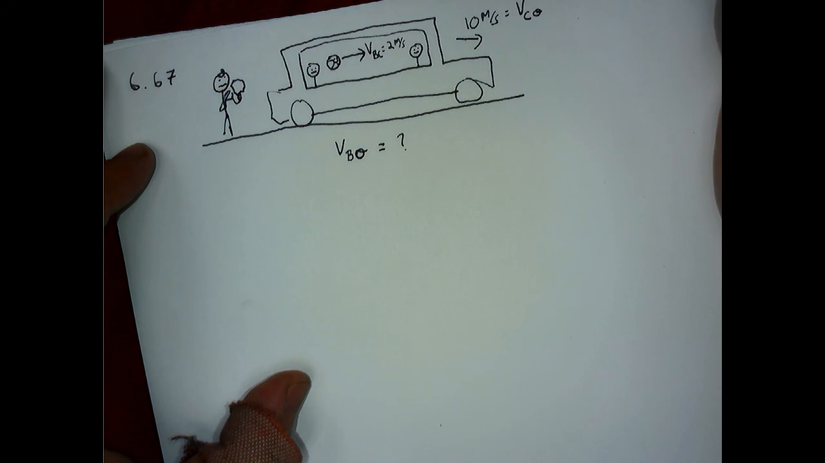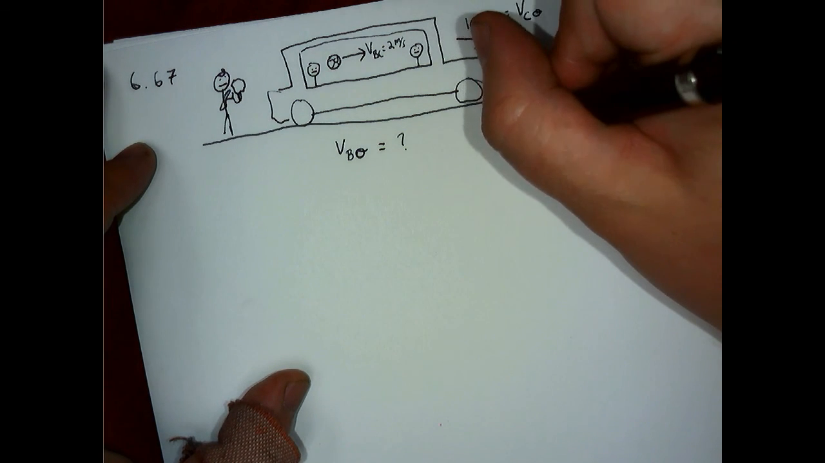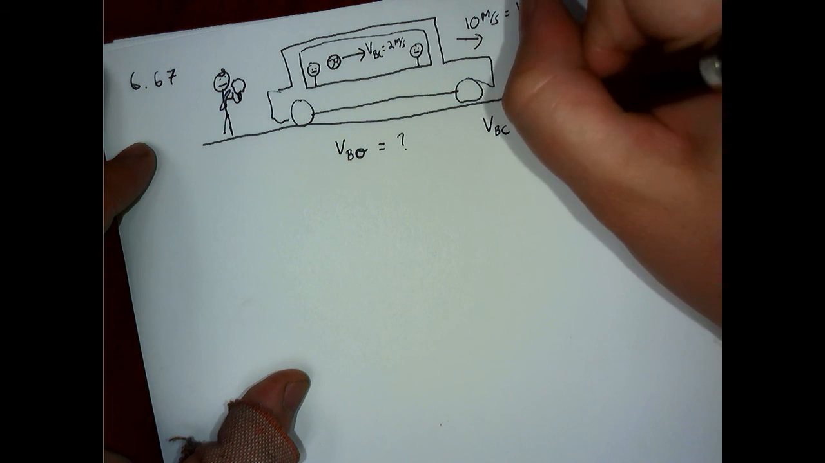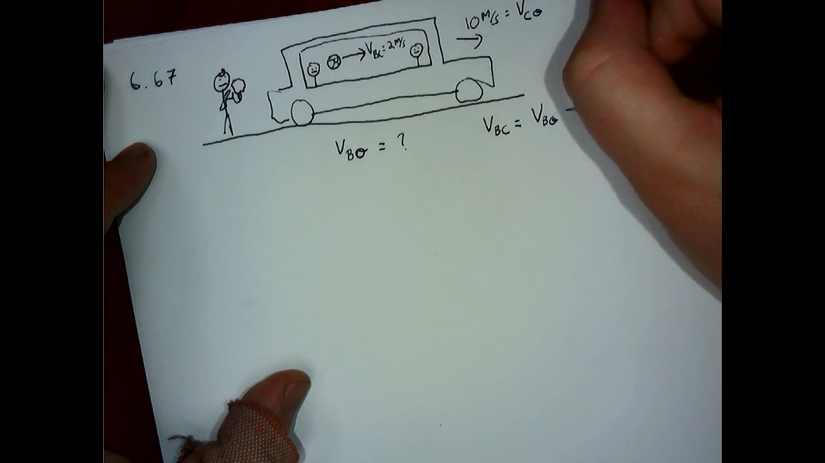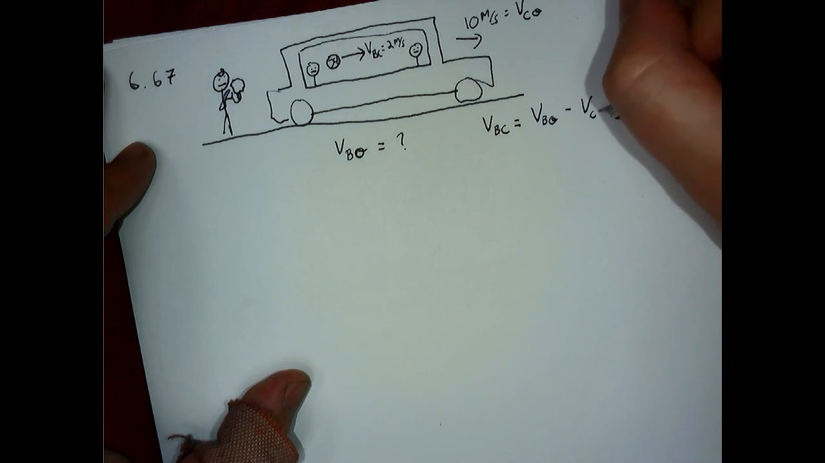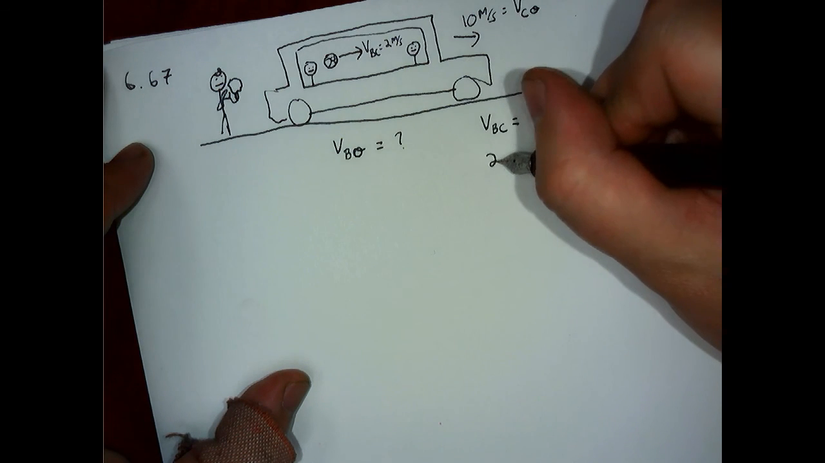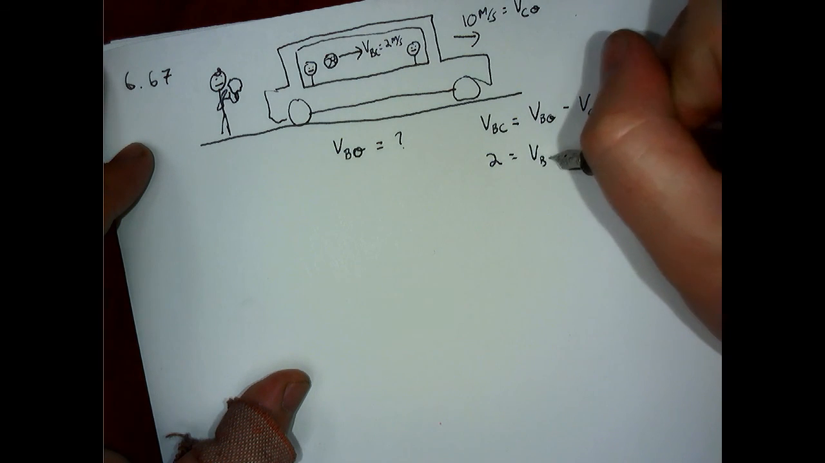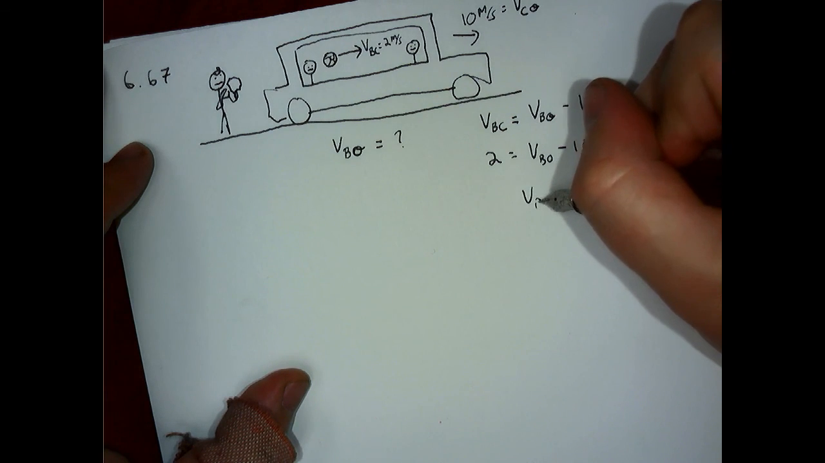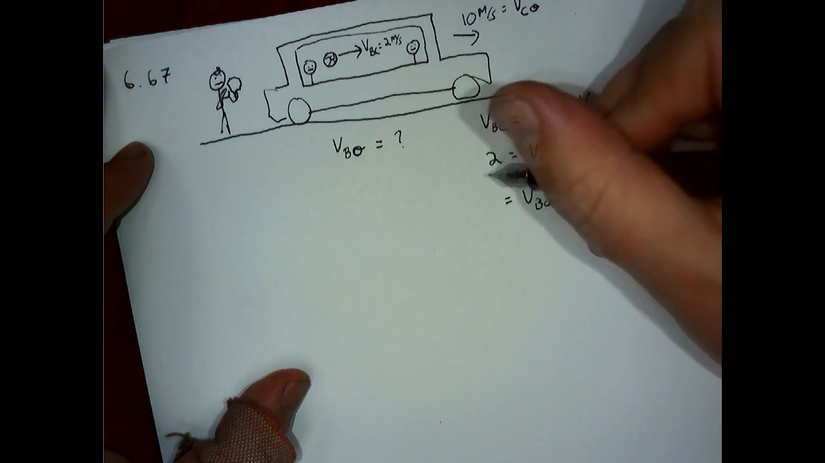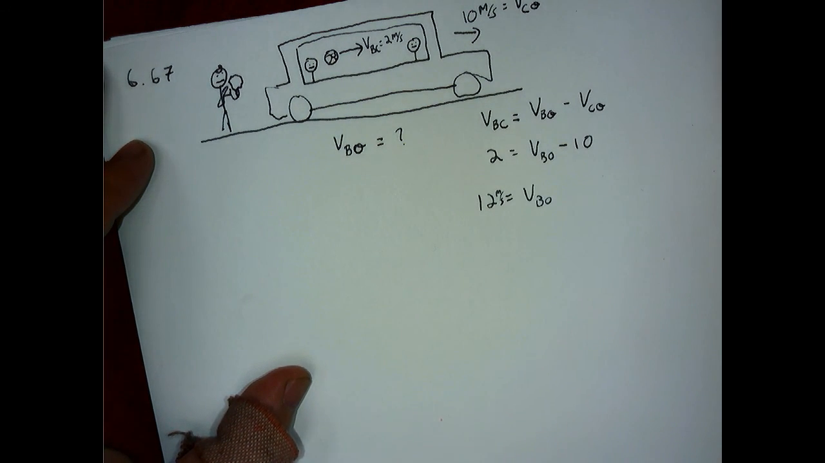Stop shouting, add them into the camera. Yeah, I know you add them. Here's the thing. VBC is equal to VBO minus VCO, right? So if this is 2 meters per second and this is 10 meters per second, then VBO is going to be, move this to the side, 12 meters per second. You dig? All right.